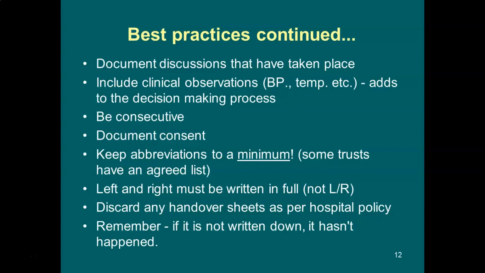Include clinical observations, blood pressure, temp, etc. It adds to the decision-making process. And on that point, I'd say be clear. You'll sometimes see people write things like, the blood pressure was in their boots, or their blood pressure dropped significantly. Well, what was it and what did it drop to? Is that normal for them? The temperature, actually say what the temperature is. Don't say, oh, they were really cold or they were really hot. What was the temperature? So be very specific.